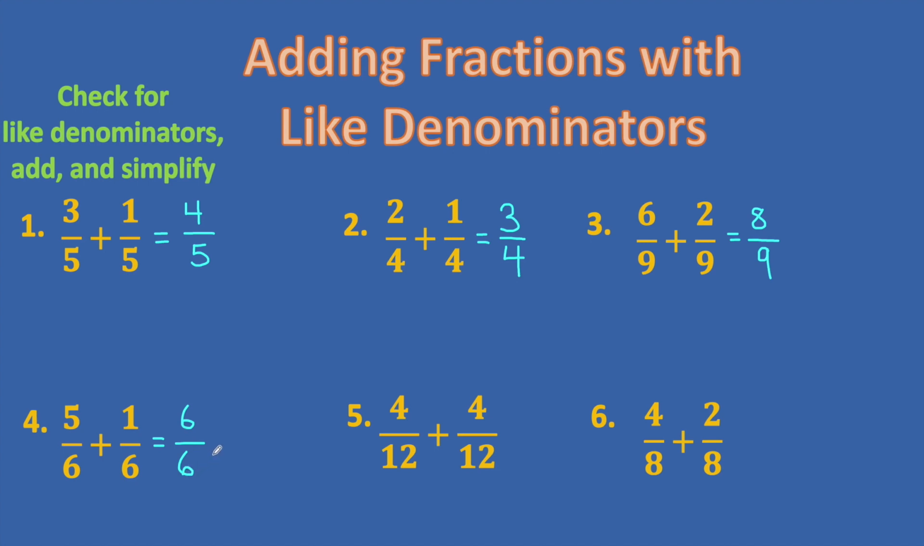And we're actually not done here. You can simplify this because if you know your division facts, you'll notice that whenever the number is the same on the top and the bottom, the numerator and the denominator, it is going to equal 1. Because 6 divided by 6 equals 1. So we can simplify that as 1.